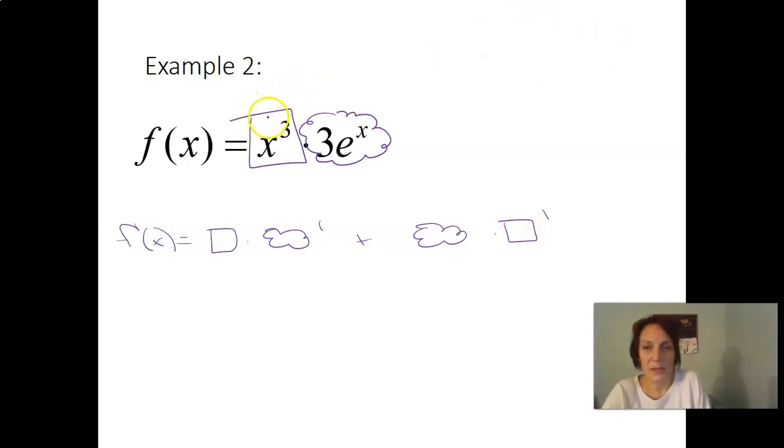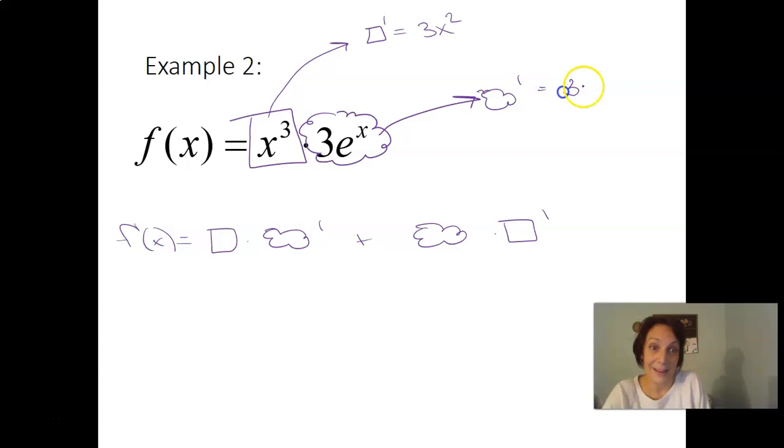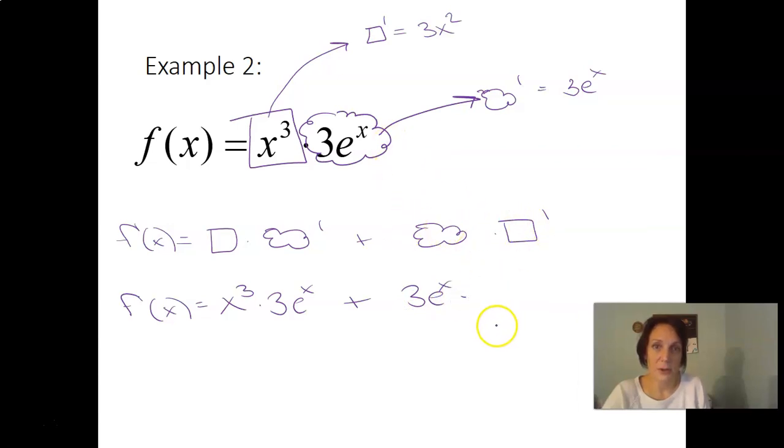So let's go off to the side and find your pieces. If rectangle is x cubed, rectangle prime is 3x squared. If cloud is 3e to the x, then cloud prime is 3e to the x. So beautiful, so simple. Okay. So let's put our derivative back together. I need my first term, and I need the derivative of my second term, or the derivative of my cloud. That's 3e to the x. Then I need my second term, 3e to the x, times the derivative of my first term, or my rectangle prime, which is 3x squared. So this is going to simplify just the tiniest bit.